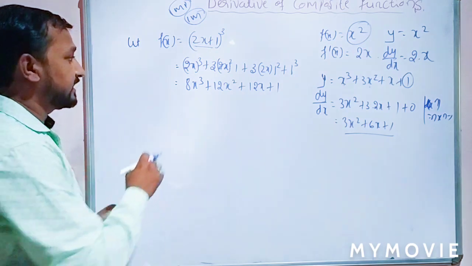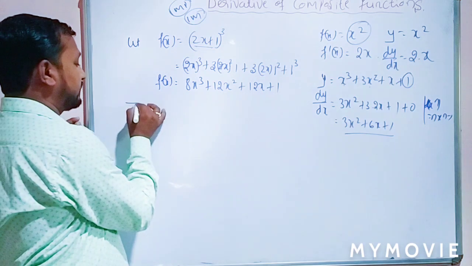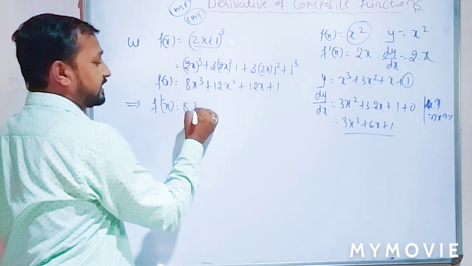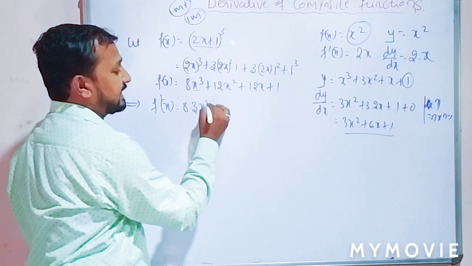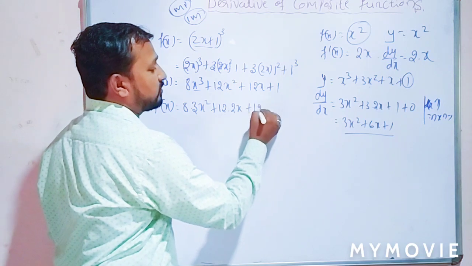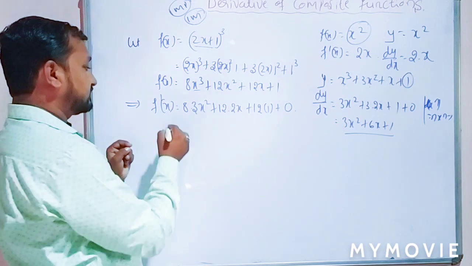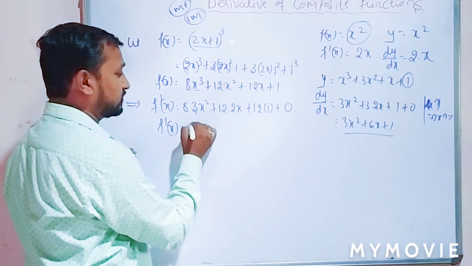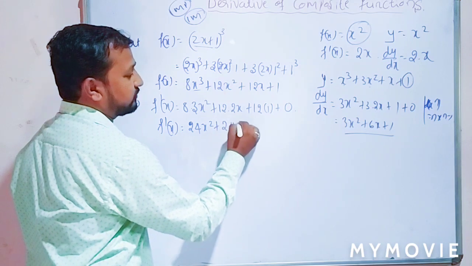Is that clear? So here this is your function f of x. Then the derivative of this function: f dash of x equals 8 as common, derivative of x cube, which is 3 into x square, plus 12 common, derivative of x square is 2x, plus 12 common, derivative of x is 1, plus derivative of 1 should be 0. Okay. Then f dash of x should be 8 3 is 24x square plus 24x plus 12.